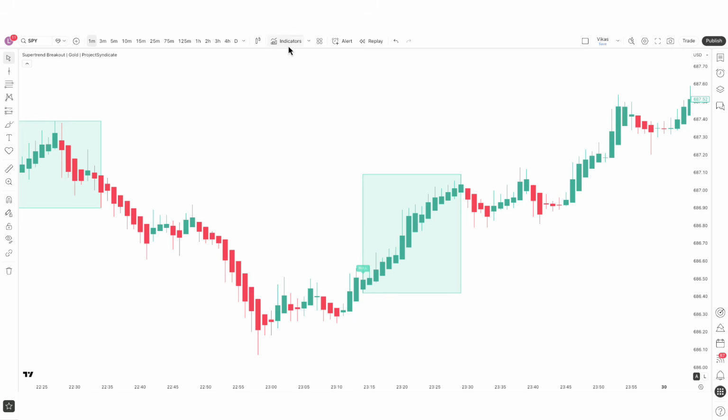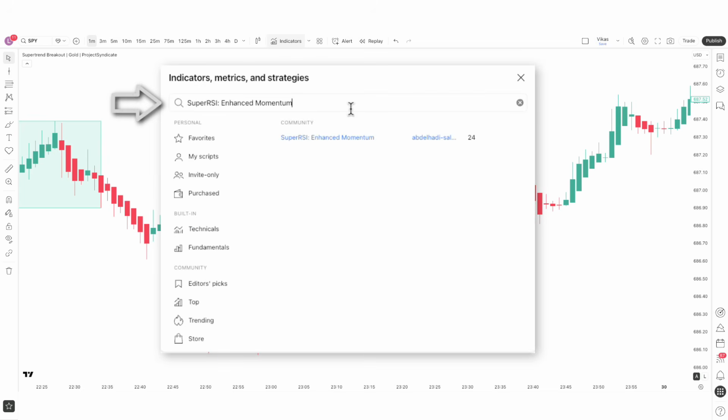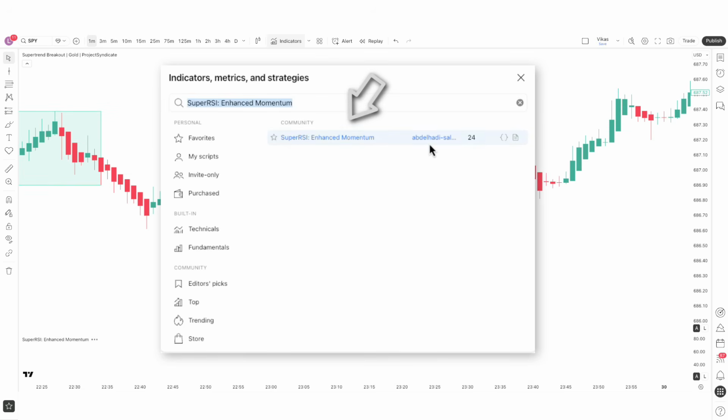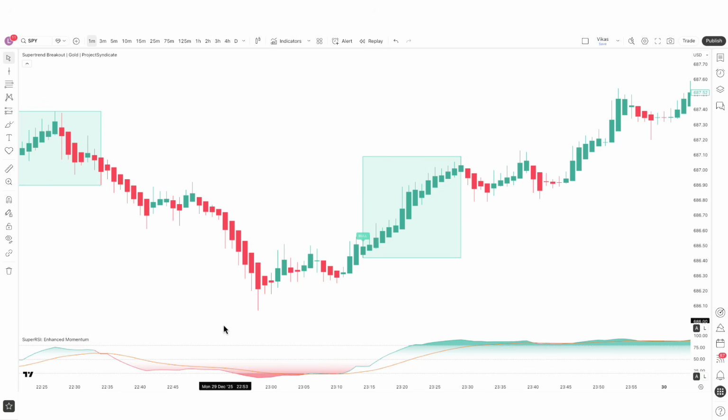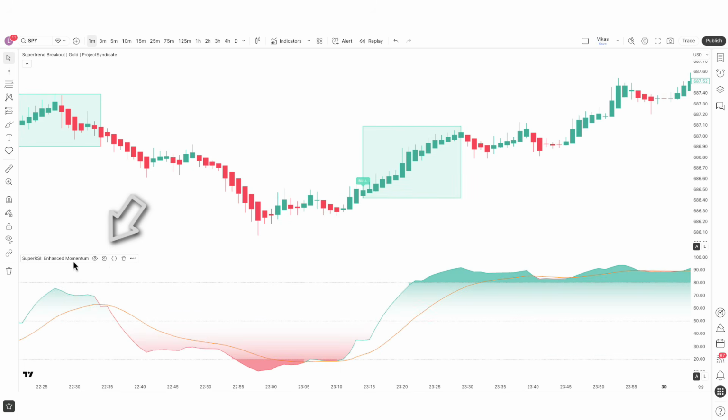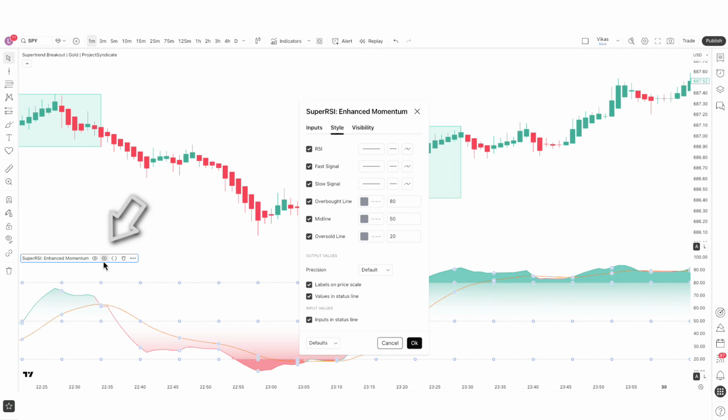Go to the Indicator Search tab, search for Super RSI Enhanced Momentum, and select the one called Super RSI Enhanced Momentum Indicator, created by Abdel Hadi Sal. Now let's access the settings of this indicator so we can modify it to suit our strategy. Keep these options hidden.